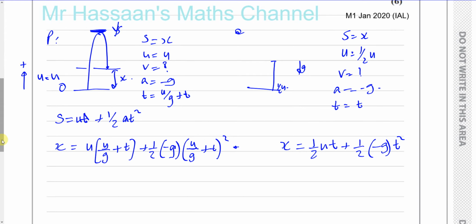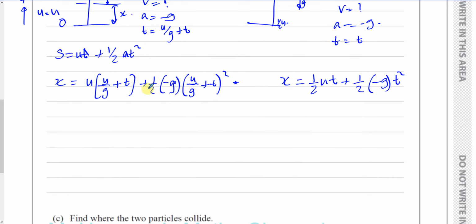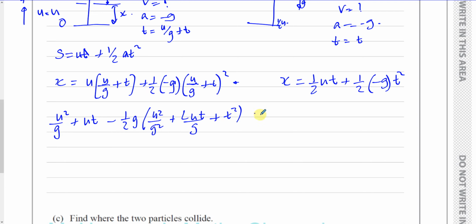So let's just try to simplify. This is U squared over G. You've got to be careful with these algebraic things. Plus UT. Then you're going to have minus a half G times, let me expand this bracket first, that's U squared divided by G squared plus 2UT over G plus T squared, and that's equal to a half UT minus a half GT squared.